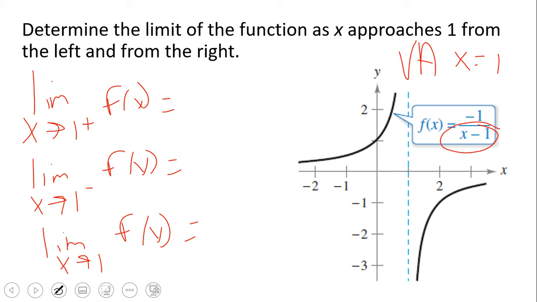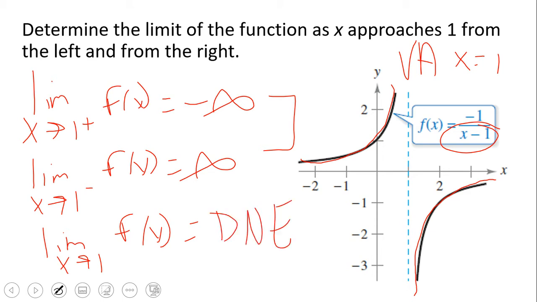So as I approach 1 from the positive side, I'm going to be on this branch here. Because I'm going all the way down, we're going to call that negative infinity. As I approach 1 from the left-hand side, the graph is going all the way up. We're going to call that positive infinity. And then finally, for the full limit, because one of them goes to positive and one of them goes to negative, that means that the full limit does not exist. And that should make sense. Remember, for a limit to exist, both sides have to be going to the same place, which clearly they are not.